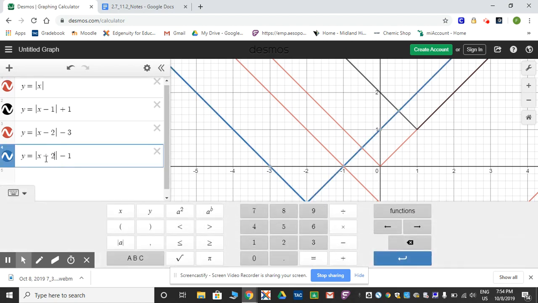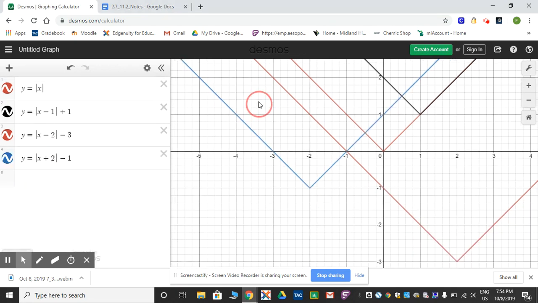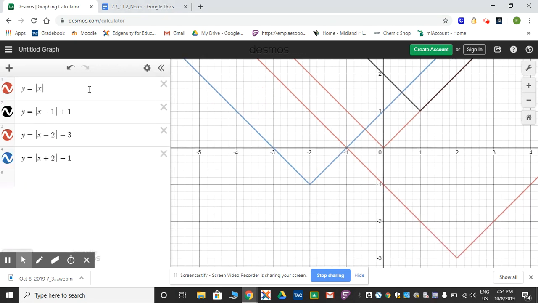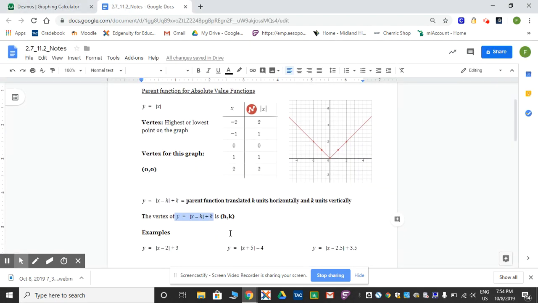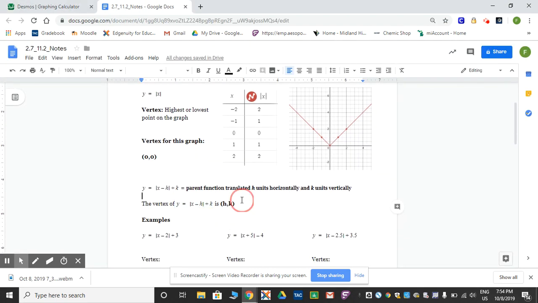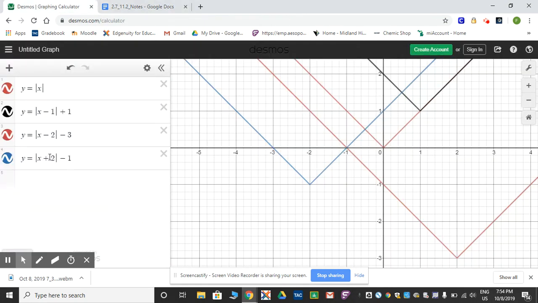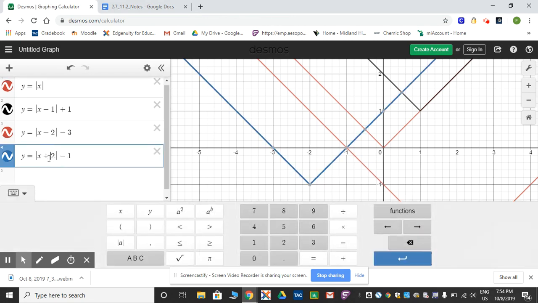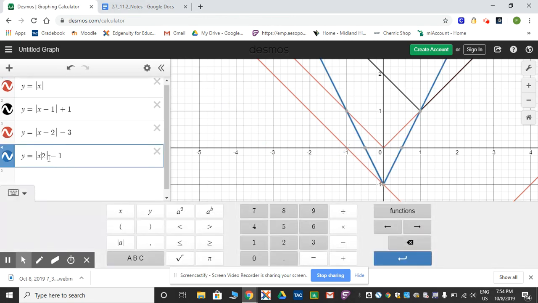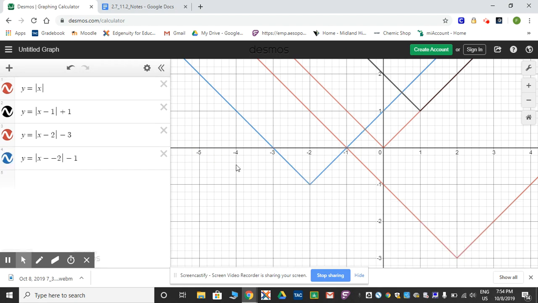Because I'm adding 2, I have x plus 2. That's the same as doing x minus negative 2. If we go back over here, our vertex is at h comma k, and we're assuming we're doing x minus h. But here we have x plus 2, which is the same as x minus negative 2. So if I do x minus negative 2, now it's easy.